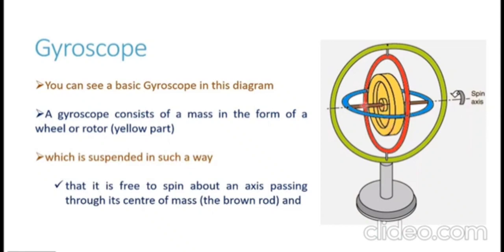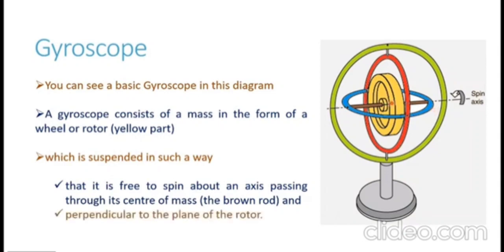You can see there is a brown color rod which is passing through this rotor. And this brown color rod is connected to this blue color ring. Now, this brown color rod is connected to the blue ring by way of ball bearings. And these ball bearings allow the rotor to spin about the spin axis. You can see this is mentioned in the diagram also. The rotor can spin around the spin axis clockwise or anti-clockwise because of these ball bearings.